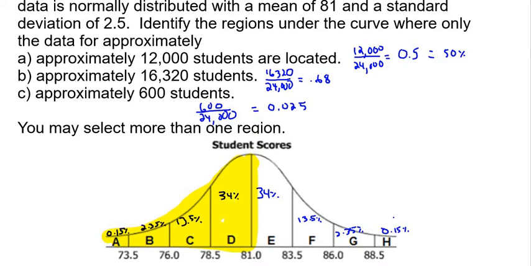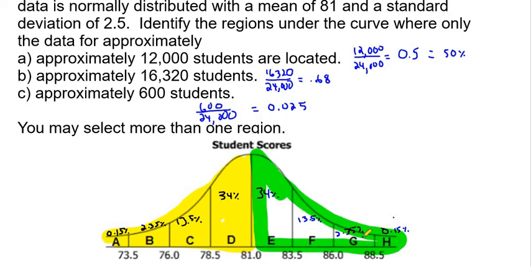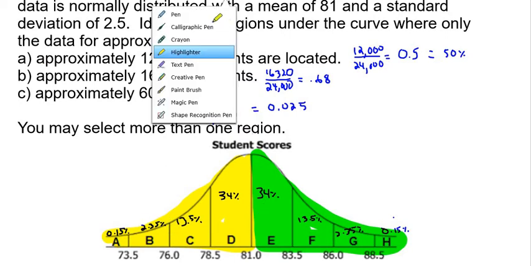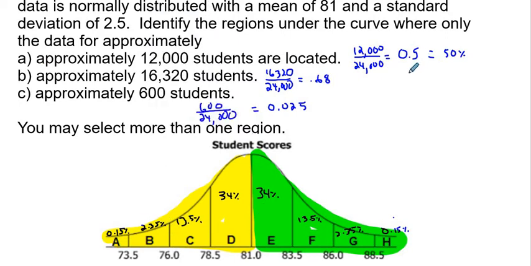And then also, just to understand that the first question is also here, right? And we learned, again, if you don't understand how I did that, we learned that the mean represents 50%. So either one of these, and if you add up all these numbers, you'll get 50%. So that's the answer to question A. It's either A, B, C, and D, or E, F, G, and H, right? So you could say regions A, B, C, and D, or E, F, G, and H.